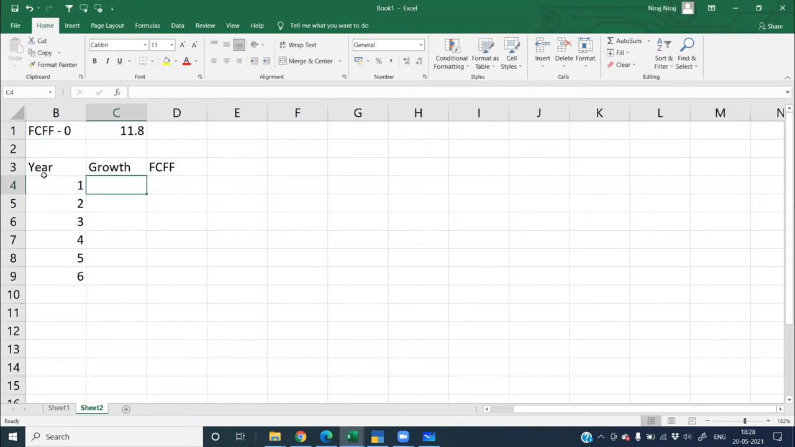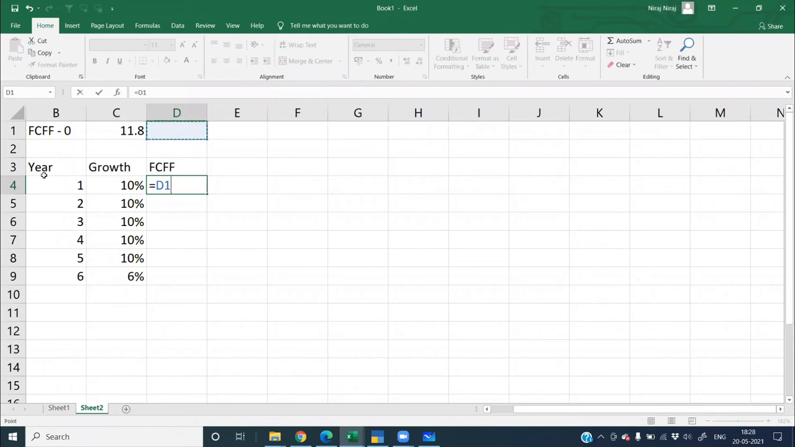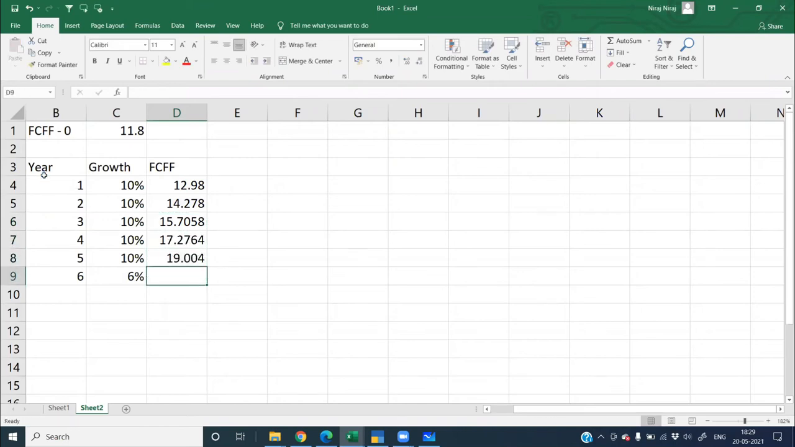So my growth rate that has been given to me for the first to 5th year is 10%. And then a constant growth rate of 6% has been given to me, correct? Yes. So now what will be my FCFF for the first year? 0th year FCFF into 1 plus 10%. This multiplied by 1 plus 10%, this multiplied by 1 plus 10%, like this it will happen. So my FCFF will flow in this particular fashion.